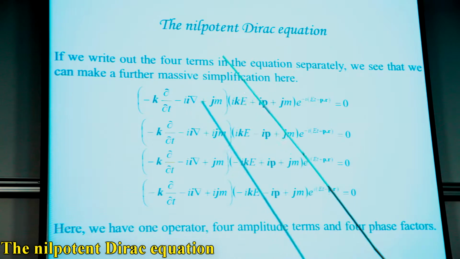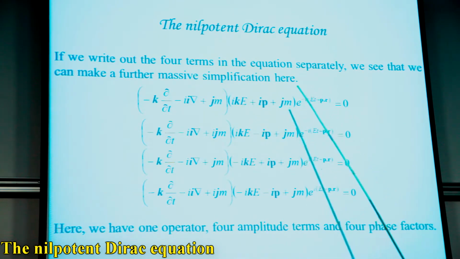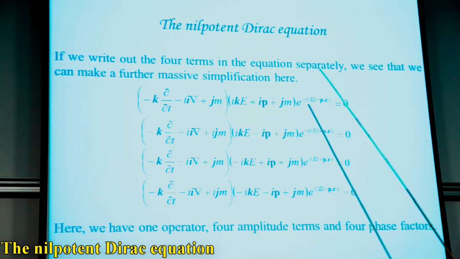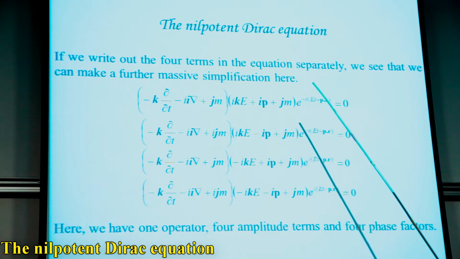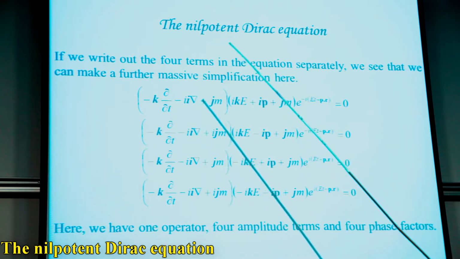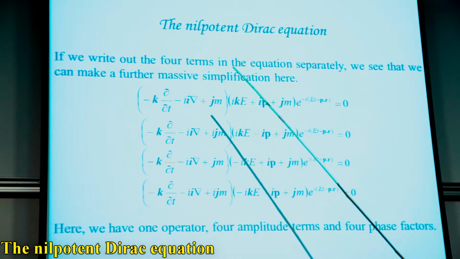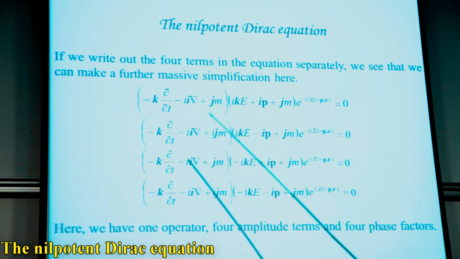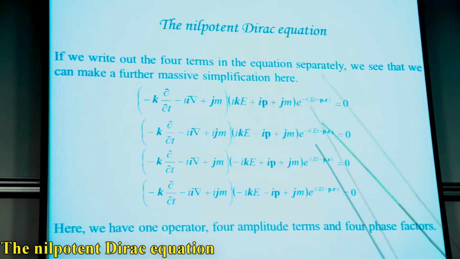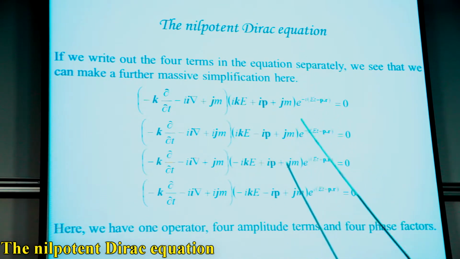We've got an operator, we've got an amplitude term, of which this part is the phase factor. Now, I want you to look at that equation very carefully, because what you will see is that all the operators are identical. There's only one operator. We've reduced 16 terms to one operator. Here we've got 4 different phase factors going through all the variations of E and P. And here we've got 4 different amplitudes, again going through E and P.